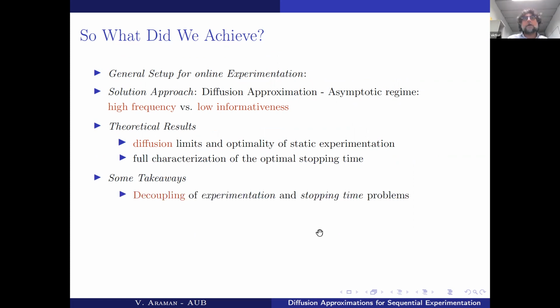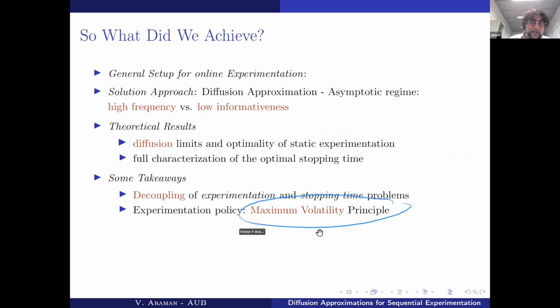Some takeaways: the decoupling of experimentation and stopping problem holds at the limit only. This is not true if you're not at the limit. The maximum volatility principle: the experimentation is nothing else than the one that maximizes the infinitesimal variance of the diffusion process, which is the belief process.